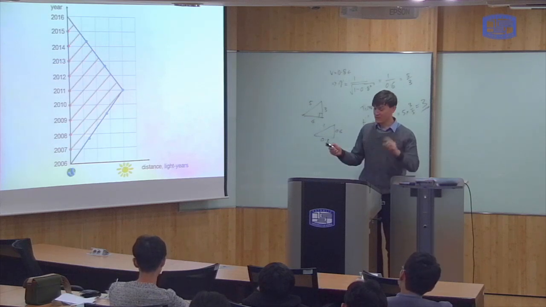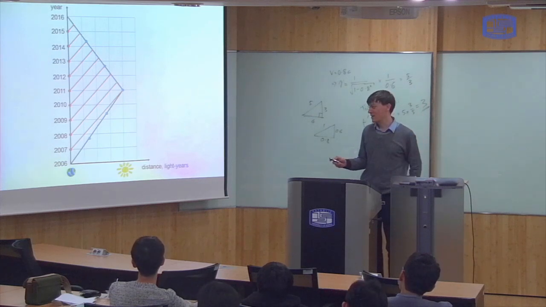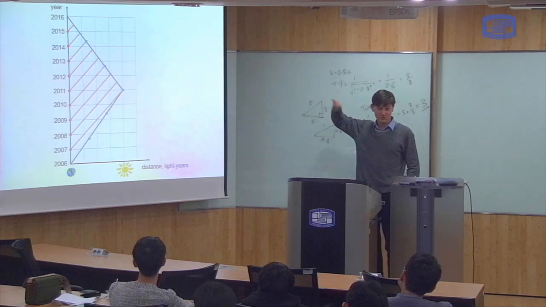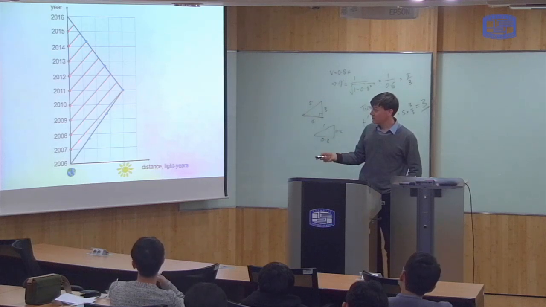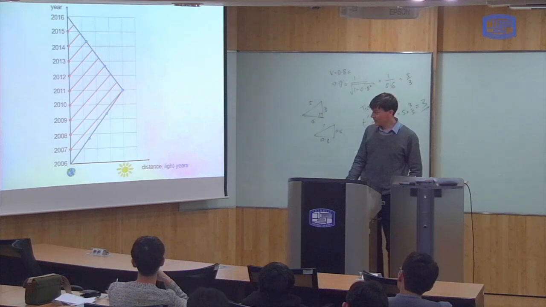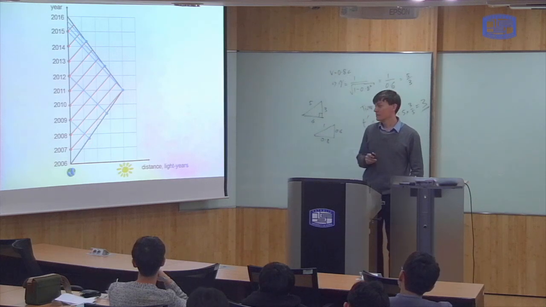I said they send each other a signal once per year, as measured by their clocks. So each year the Earth observer sends a signal which travels at the speed of light. That's a 45 degree line on the space-time diagram. These orange lines are the signals of the Earth twin. And likewise, the rocket twin sends signals back to the Earth, which look like this. In his years, so when he measures a year, he sends a signal back.